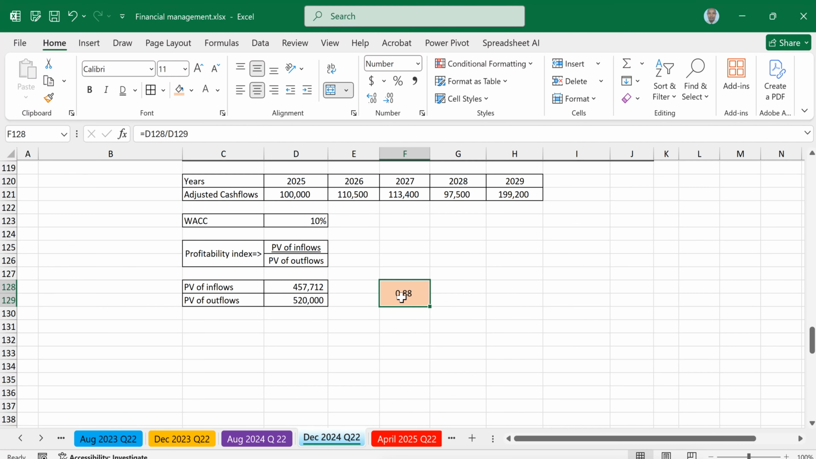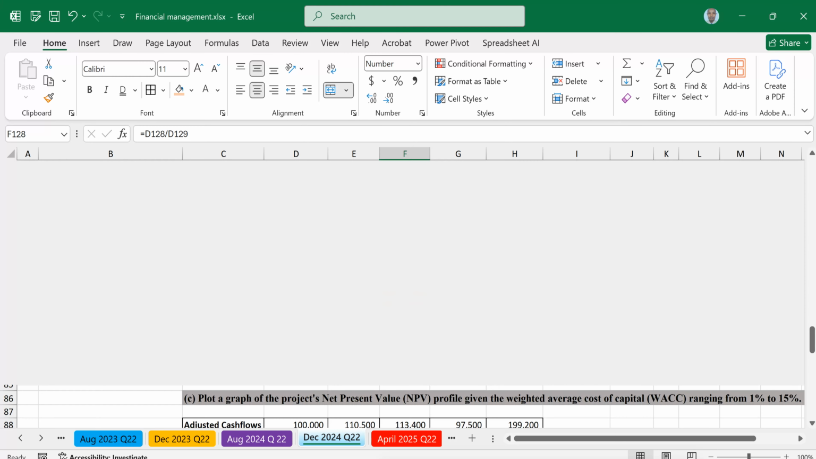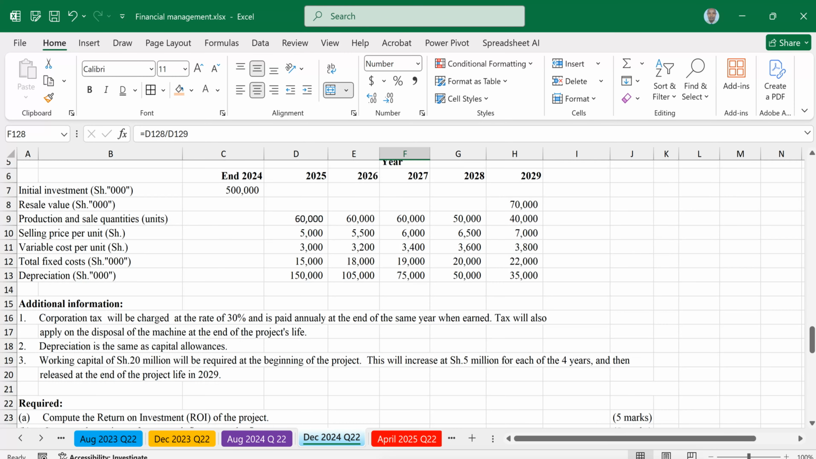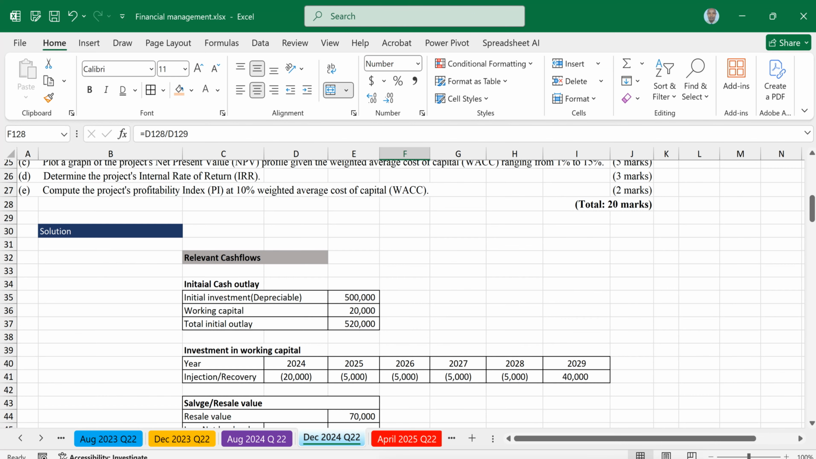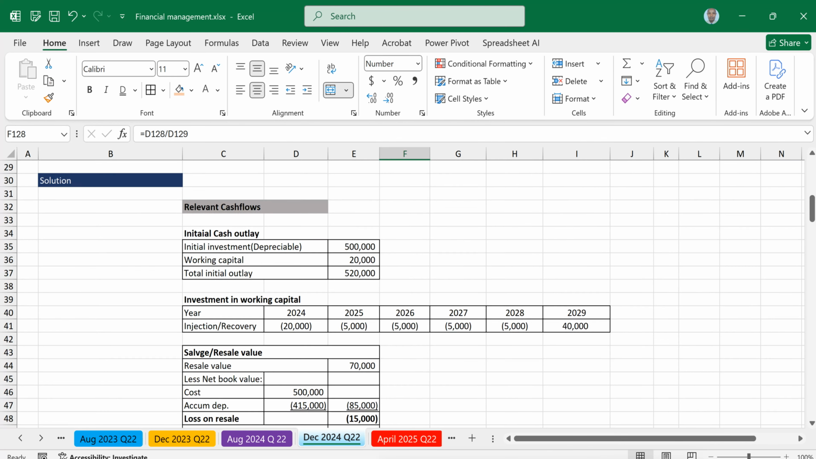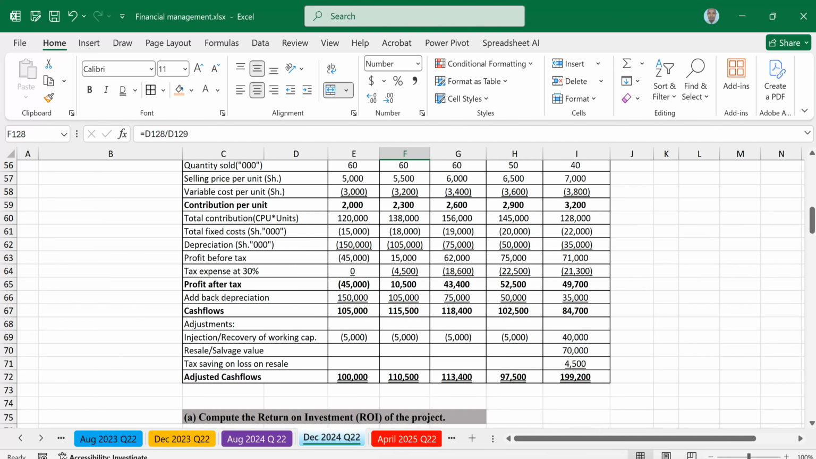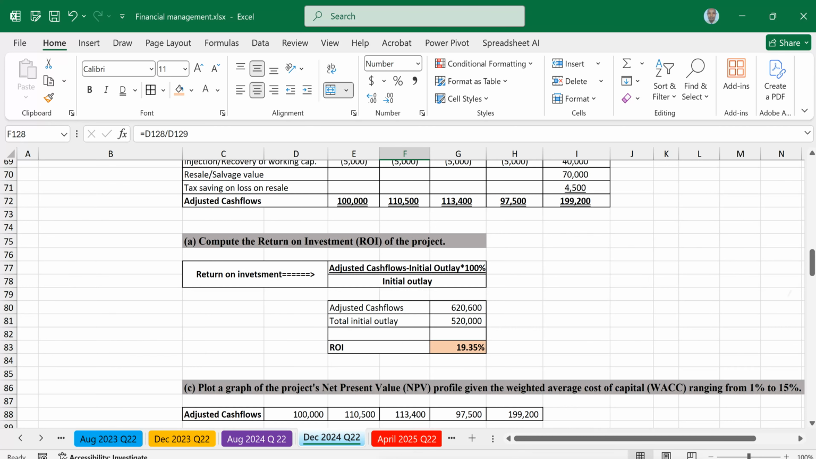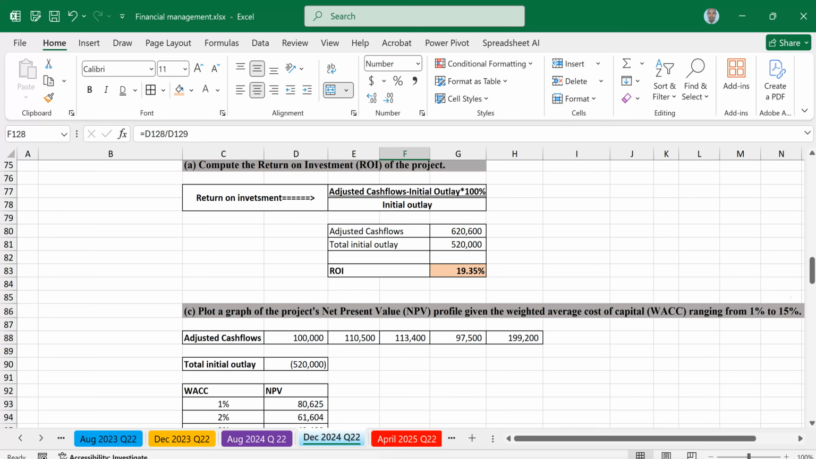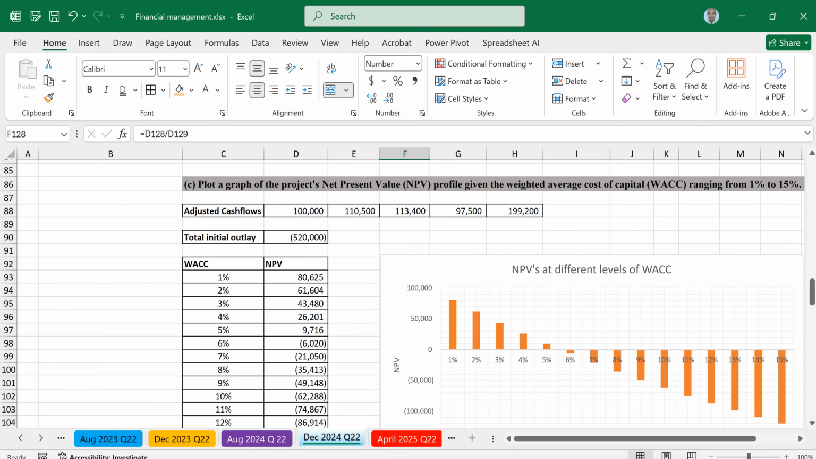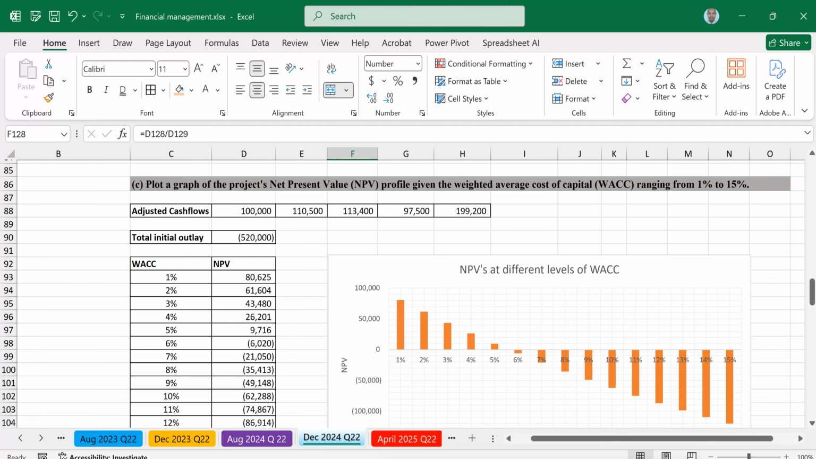You can check through from what we've done here: the relevant cash flows, the investment in working capital, the salvage values, the after-tax cash flows over the periods, the return on investment. We've plotted a graph of NPVs at different rates of return. Then at the end of the day, the internal rate of return and also the PI.